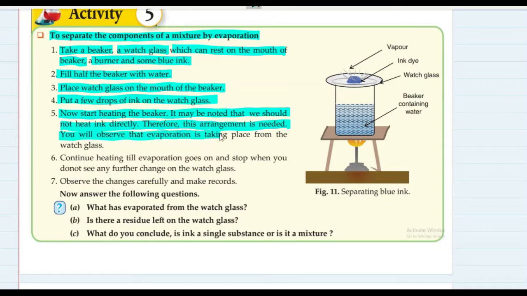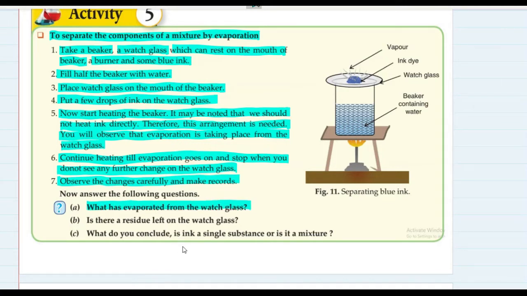Now you will observe that evaporation is taking place from the watch glass. Continue heating till evaporation goes on and stop when you do not see any further change on the watch glass. Observe the changes carefully and make records. Now answer the following questions. What has evaporated from the watch glass? Is there any residue left on the watch glass? What do you conclude? Is the ink a single substance or is it a mixture?